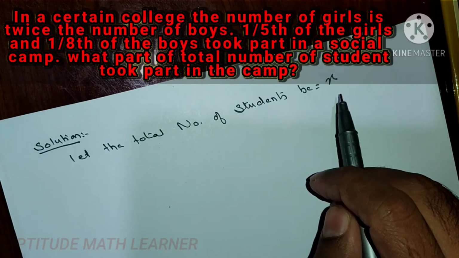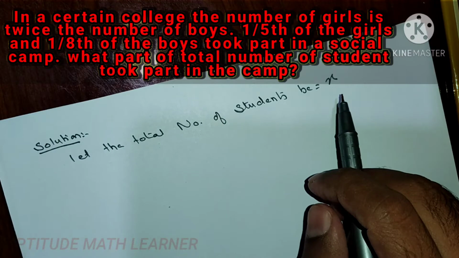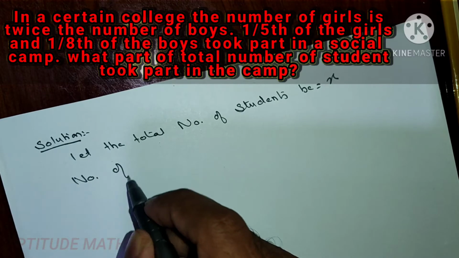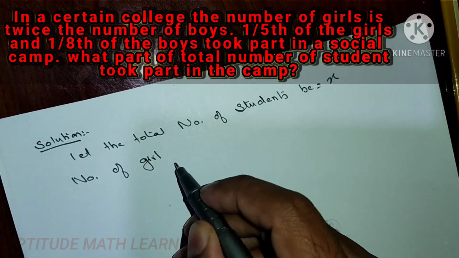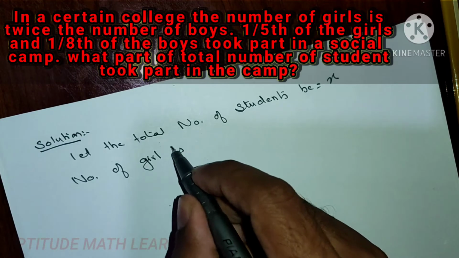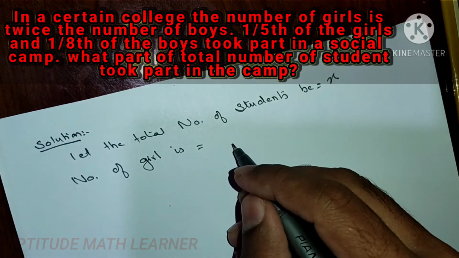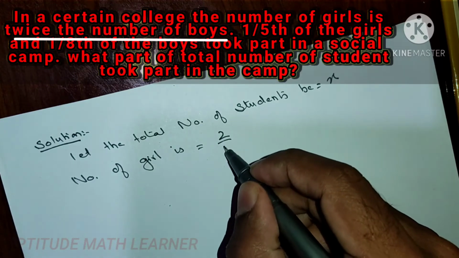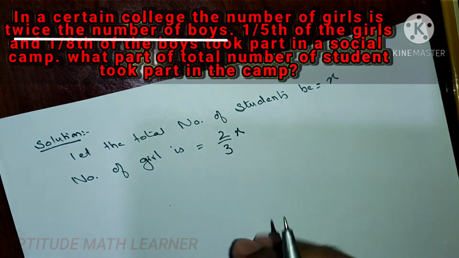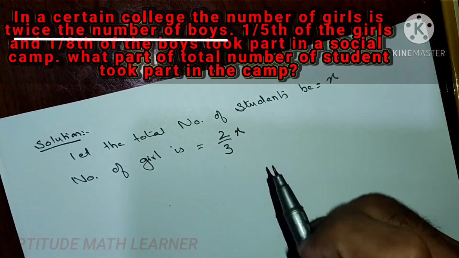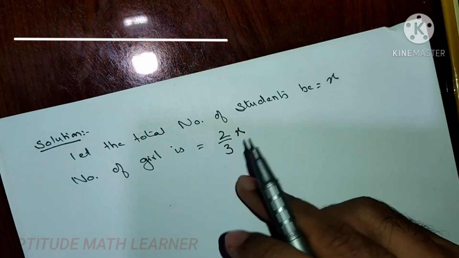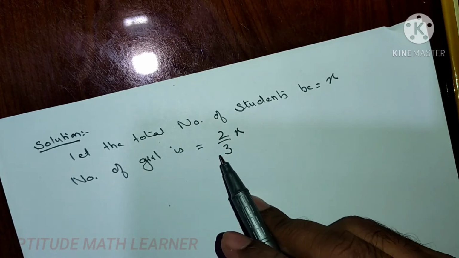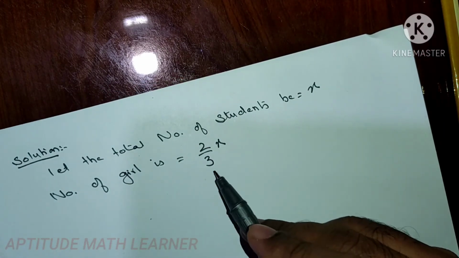Now in a certain college the number of girls is twice the number of boys. So the number of total girls is equal to twice the number of boys, so 2/3 x. The basic thing, the main step which you have to understand: the number of girls is twice. Now what does this 2/3 mean and where does it come from?